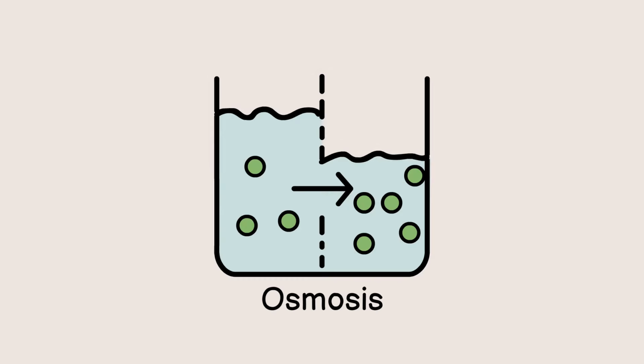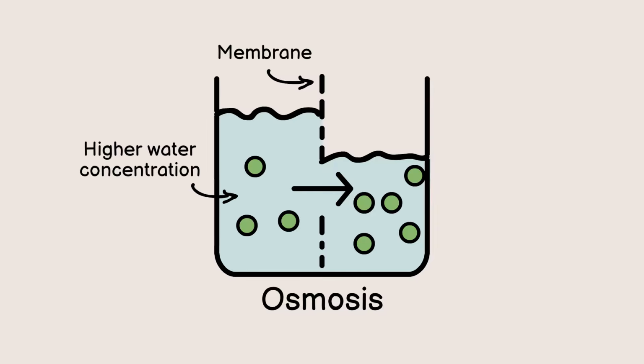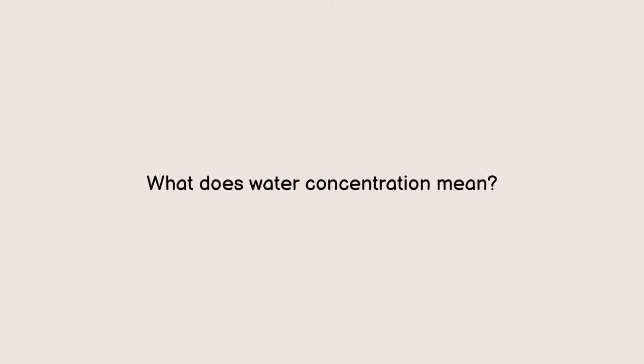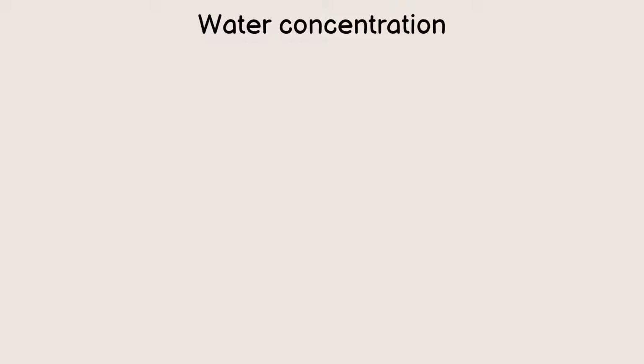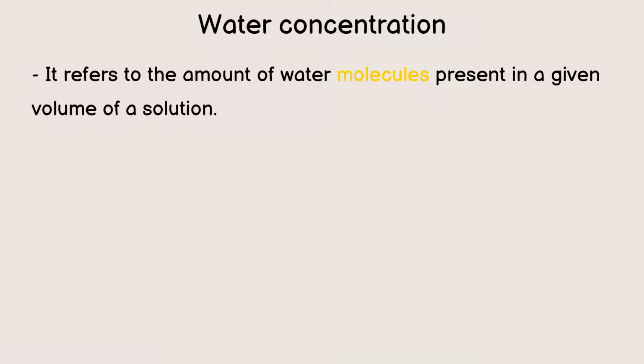Osmosis is the movement of water molecules through a semi-permeable membrane, like a cell membrane, from an area of high water concentration to an area of low water concentration without the use of energy. Now, what does water concentration mean? Water concentration refers to the amount of water molecules present in a given volume of a solution.